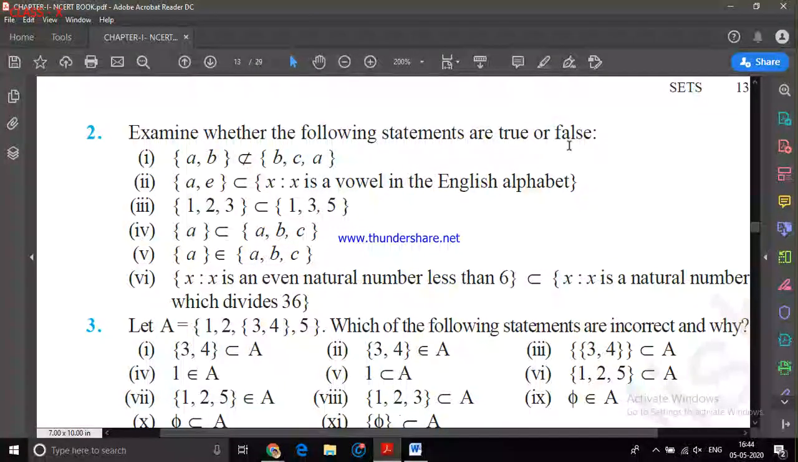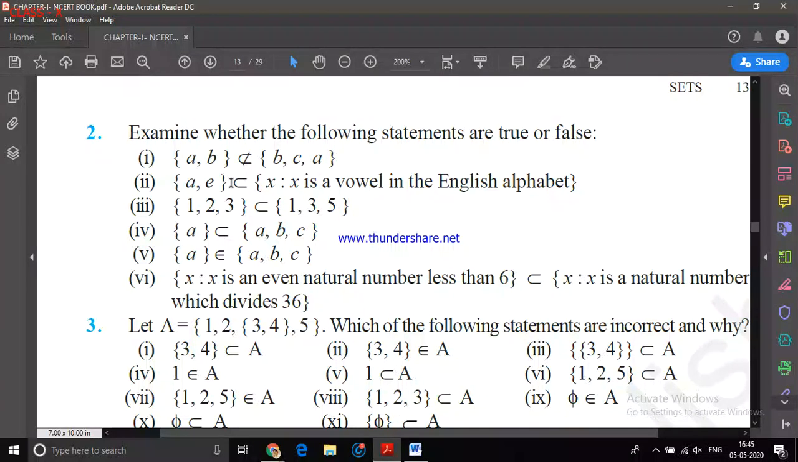Examine whether the following statements are true or false. A, B is not a subset of B, C, A. This is a false statement. A, E is a subset of X such that X is a vowel. Yes, this is a true statement. Third one, {1, 2, 3} is a subset of {1, 3, 5}. It's a false statement. {A} is a subset of {A, B, C}.